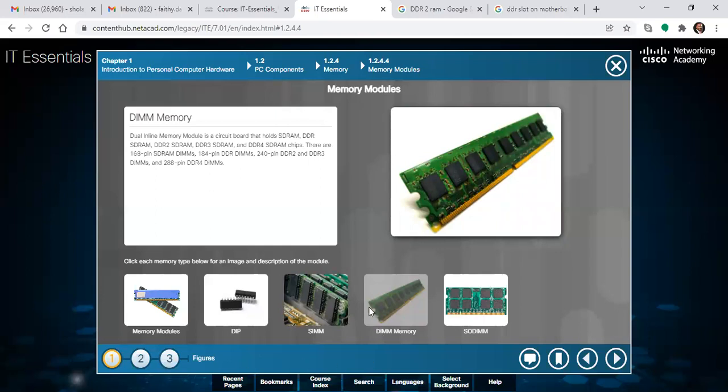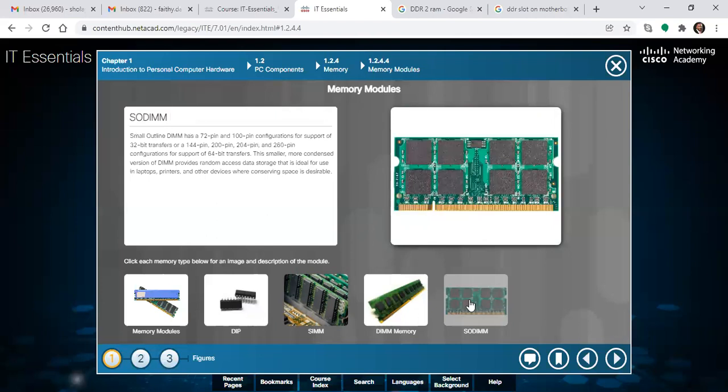So let's look at the small outline DIMM. The small outline DIMM has a 72 pin and a 100 pin configuration for support of 32-bit transfers, or a 144 pin, 200 pin, 204 pin, and 260 pin configuration for support of 64-bit transfers. This smaller, more condensed version of DIMM provides random access data storage that is ideal for use in laptops.